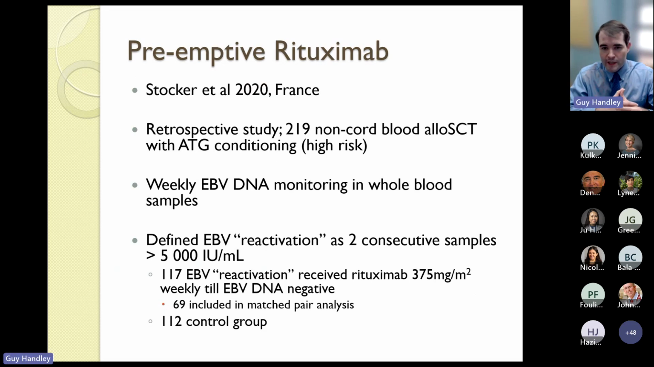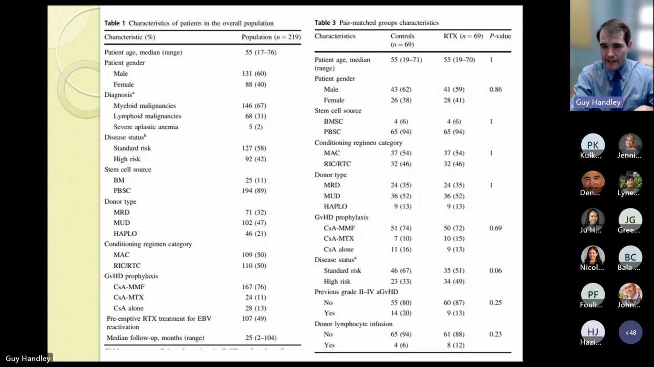Another preemptive study from 2020 in France looked at 219 non-cord blood transplants with ATG. They monitored EBV DNA weekly. They defined reactivation as 2 consecutive samples over 5,000 international units. There were 117 episodes of reactivation. They matched 69 of those to a control group of 112 patients. These are their baseline characteristics.